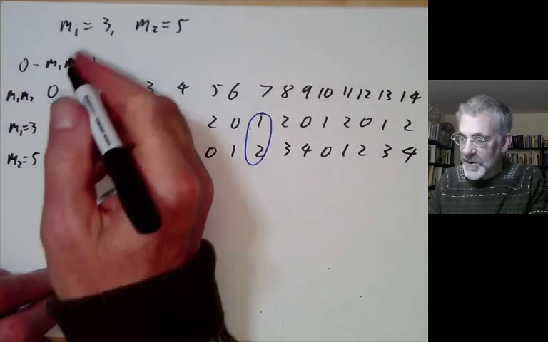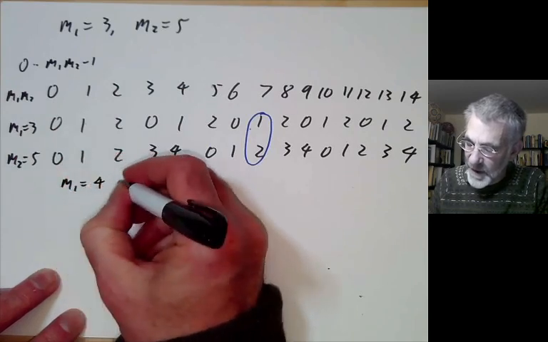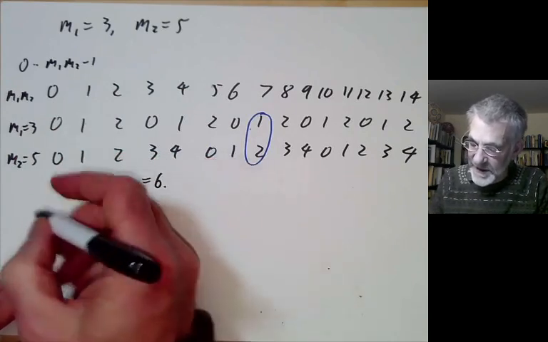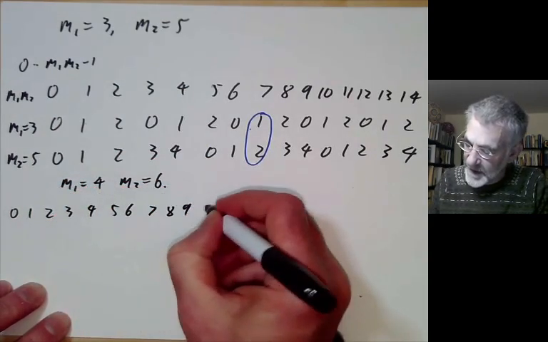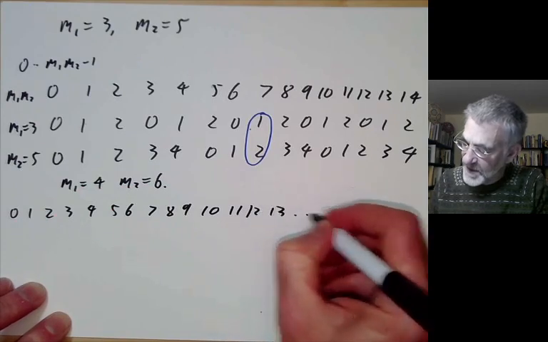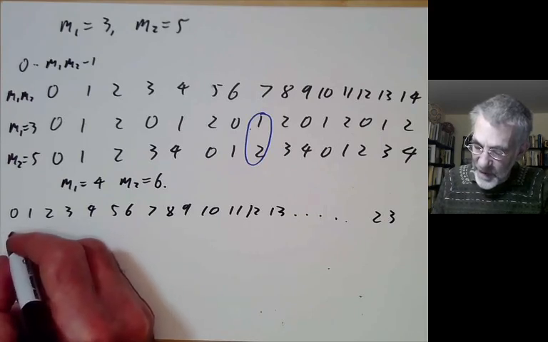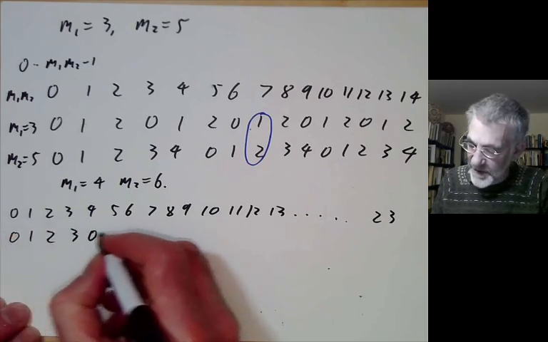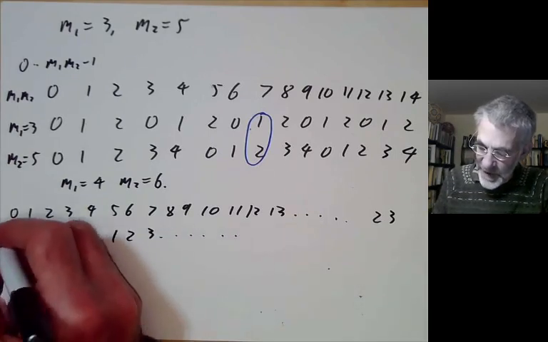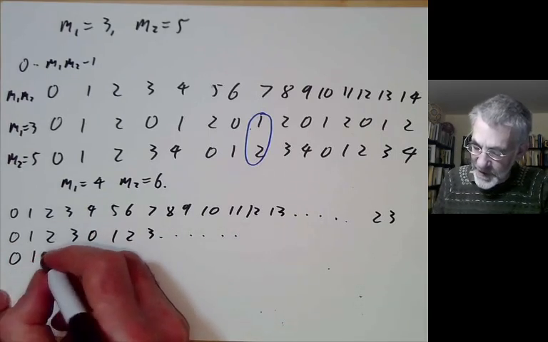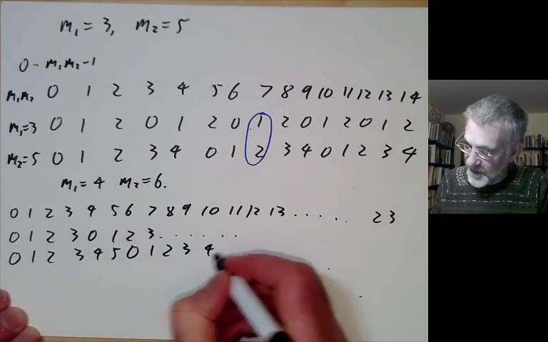If we do this with two numbers that aren't coprime, so let's try M1 equals 4 and M2 equals 6, say. So we would have the numbers 0, 1, 2, 3, 4, 5, 6, 7, 8, 9, 10, 11, 12, 13. I'm getting bored. Let's just go up to 23. And now we write them out modulo 4. So we get 0, 1, 2, 3, 0, 1, 2, 3, and so on. And again, I'm getting bored, so I won't do them all the way. And modulo 6, we get 0, 1, 2, 3, 4, 5, 0, 1, 2, 3, 4, 5, and so on.